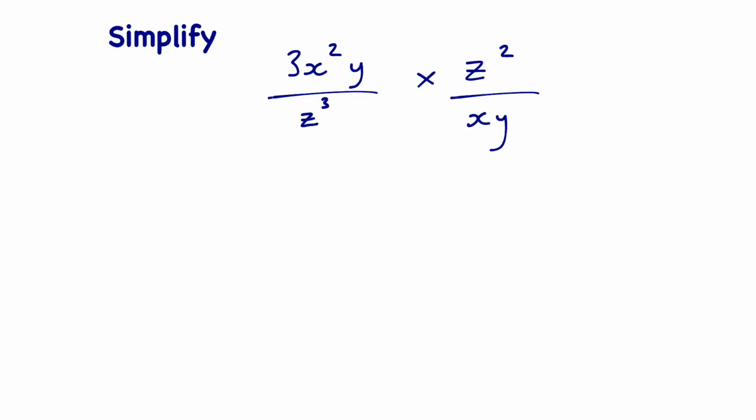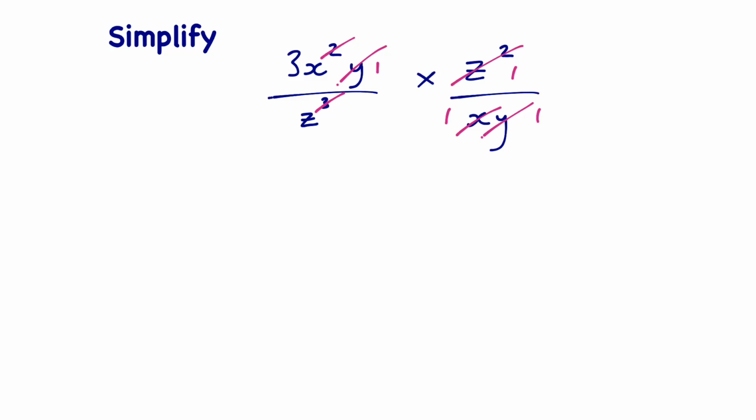So we can see that we can cancel both these y's, so y into y goes once, and y divided by y also goes once. Then we have our z terms, so z squared and z cubed, so we can divide them both by z squared. So z squared divided by z squared is 1. Z cubed divided by z squared is z. And last but not least, we have our x's. So we've got x squared and x, so we'll divide them both by x. So we'll get x squared divided by x is x, and x divided by x is 1.